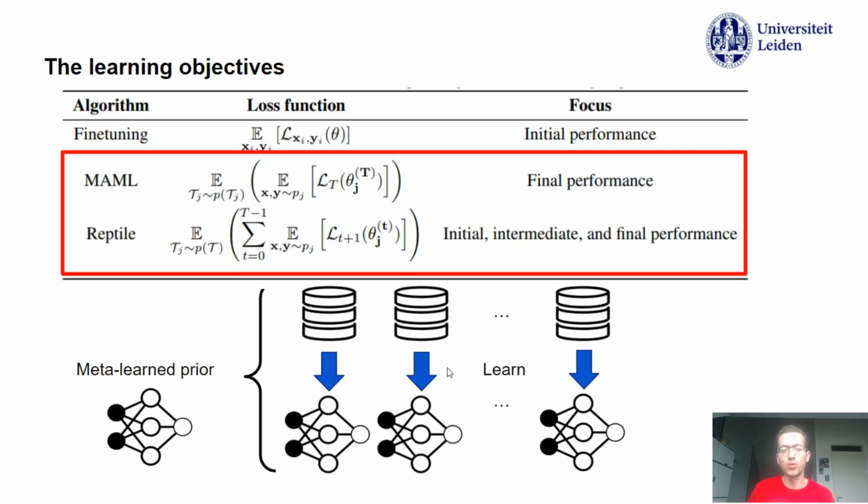Now, Reptile is a bit more in between fine-tuning and MAML, and that is because it tries to maximize the performance after every step of doing gradient descent. So it's a bit in between MAML and fine-tuning.